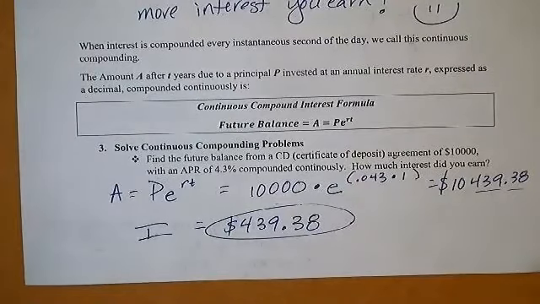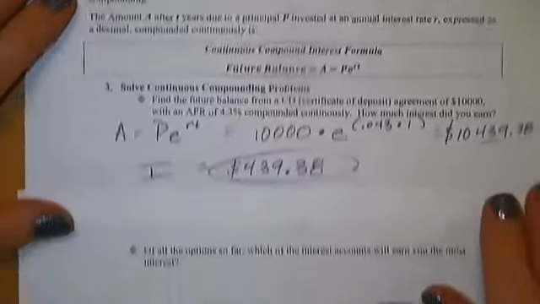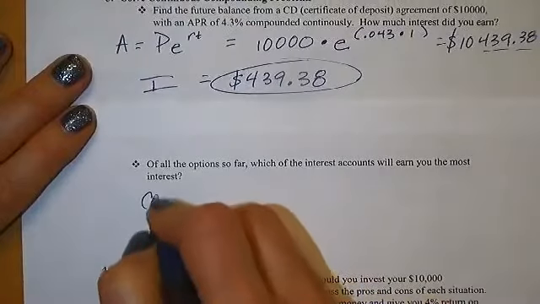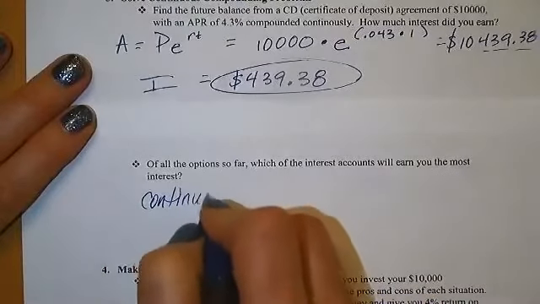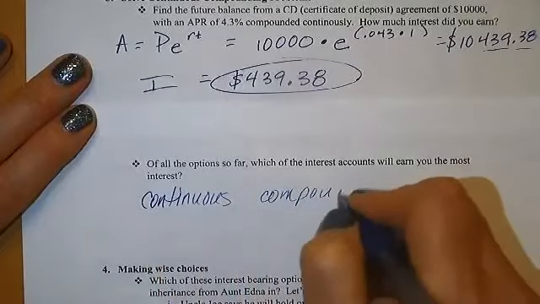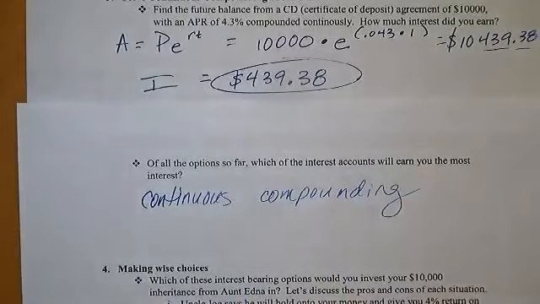So to wrap that up, of all of the options so far, which of the interest accounts earns you the most? Continuous compounding.